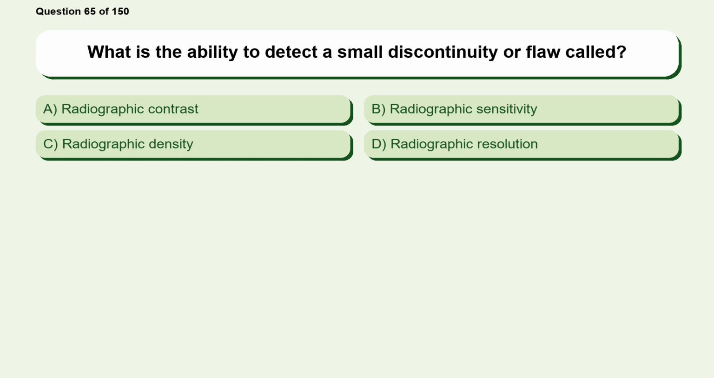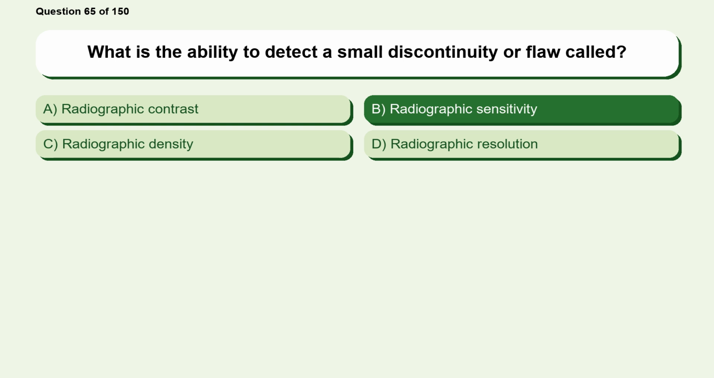Question 65. What is the ability to detect a small discontinuity or flaw called? Option A, radiographic contrast. Option B, radiographic sensitivity. Option C, radiographic density. Option D, radiographic resolution. The correct answer is option B.